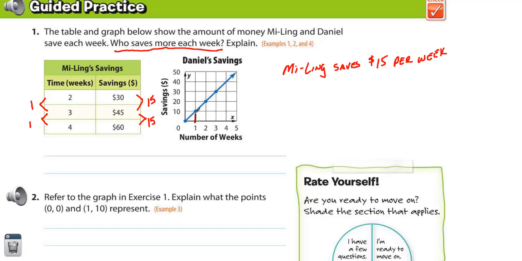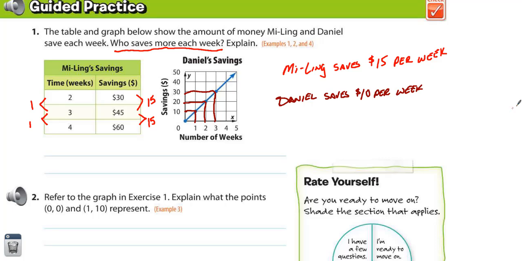All right, now let's look at Daniel's savings. So here's Daniel for a week, and he saved $10. Here's Daniel for 2 weeks, $20. Here's Daniel for 3 weeks, $30. So for Daniel, when it changes by a week from 1 to 2, it changes by $10. It changes by another week from 2 to 3, it changes by $10. So Daniel saves $10 per week. So Mi Ling is the better saver.